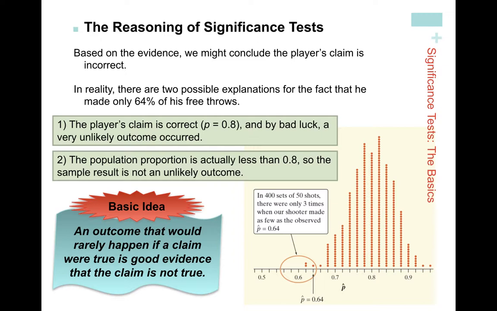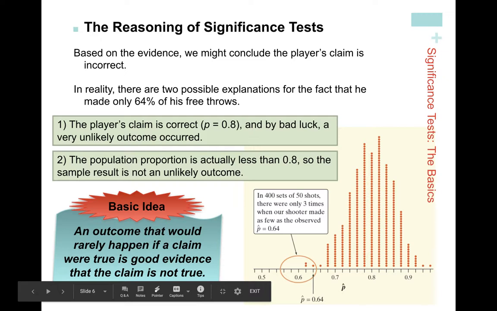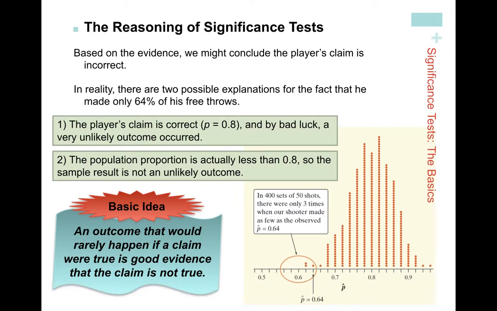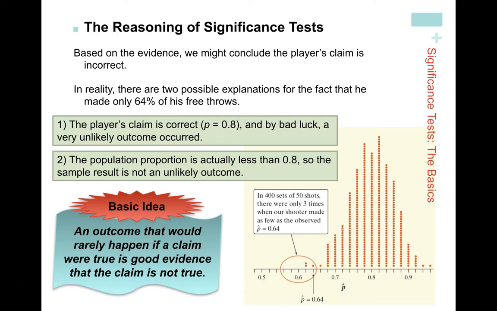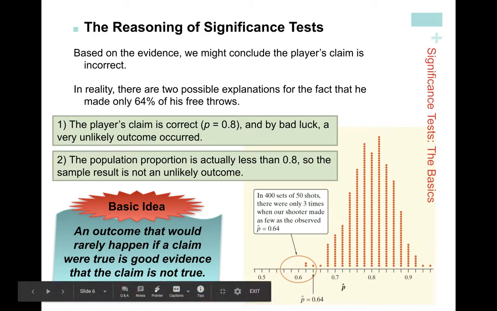Okay. So if this guy really is an 80% free throw shooter, and he returned a sample result of p hat equals 0.64, that means that, yeah, okay, maybe this guy really is an 80% free throw shooter, but we just had a very unlucky day, right? The 3 out of 400 day, right? Okay. So either the claim is true, he is an 80% free throw shooter and we got very unlucky, or this could be strong evidence that, you know what, you're probably not an 80% free throw shooter. In other words, this could be evidence against the claim. Okay.